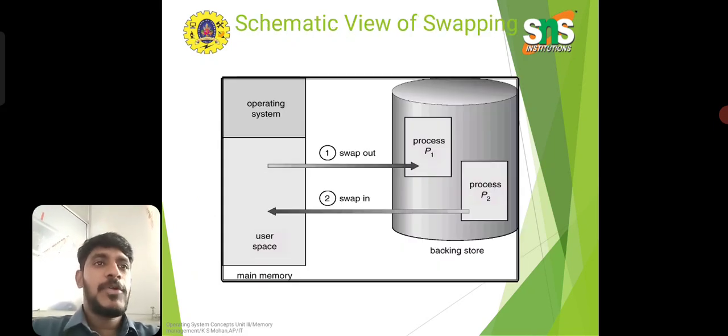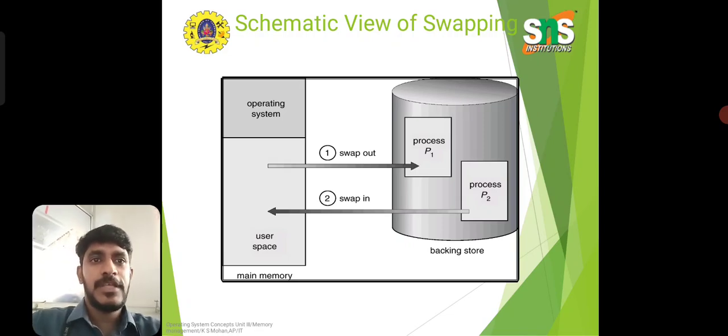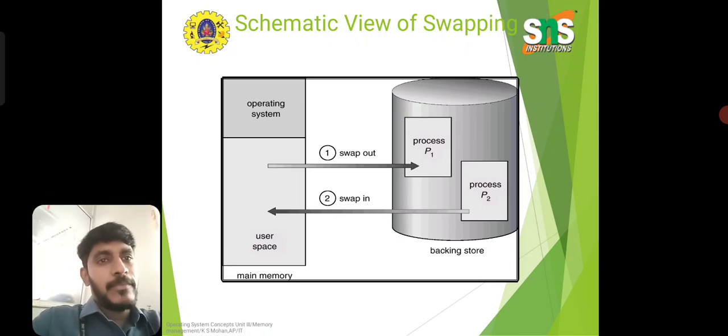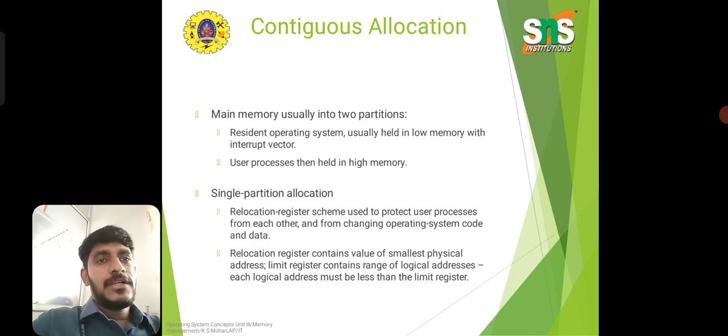This is a schematic view of swapping. In the operating system we have process 1 and process 2, with swap out and swap in. Process 1 will be swapped out and process 2 will be swapped in. The user space and backing storage hold the swapped processes, and the main memory holds the operating system. The user space is allocated to the processes, and we have swap out and swap in between process 1 and process 2. This is about swapping.